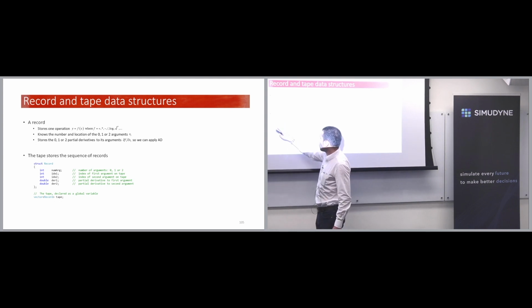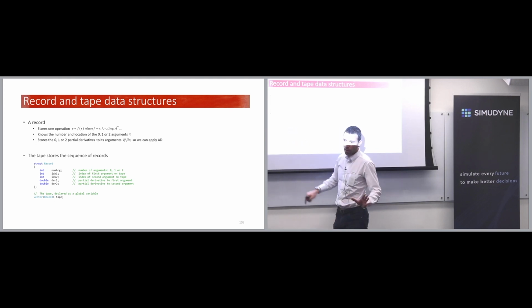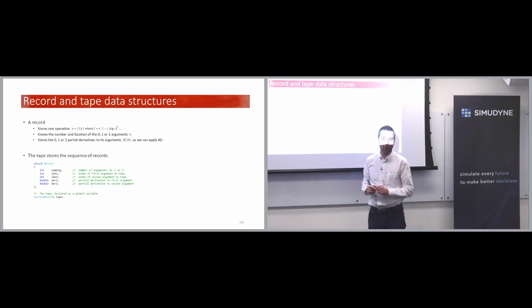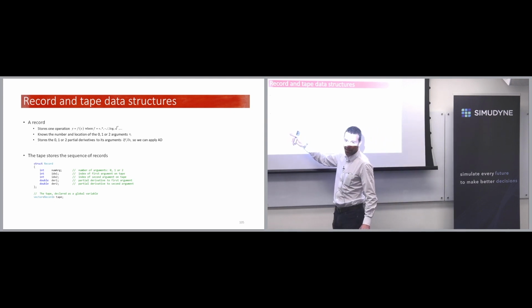A record knows how many arguments it has. It knows the location on tape. So the tape is, in this simple implementation, just a vector of records. Okay? So it knows the index on tape of the 2 arguments, index 1 and index 2, and it knows the up to 2 partial derivatives of this operation with respect to the arguments. That's it. Note that a record doesn't hold any information about what this operation is. It doesn't need to know if it's an addition, a logarithm, or whatever. Once we have the partial derivatives, we don't care what it is, right?